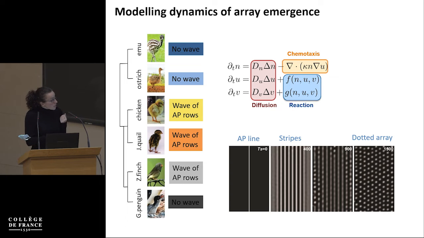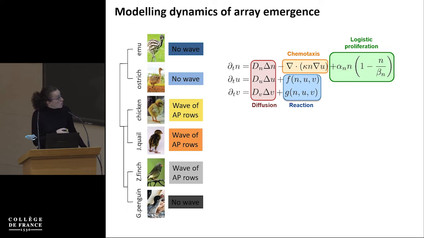When we do this, we actually get stripes that will individualize into these dots, but not with the geometry that we observe in vivo. So the dots appear kind of randomly within the stripes. To mimic the correct geometry, we added a logistic proliferation term. This is a mathematical term that is also used a lot in population genetics and virology. What it says is that the density of cells, N, will increase with the rate of proliferation alpha until it reaches a certain threshold beta, above which proliferation stops.